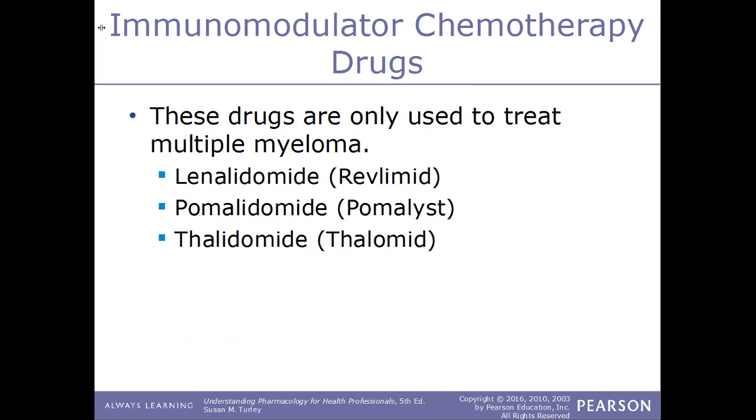Now, some immunomodulators are only used to treat multiple myeloma. Examples of this would include lenalidomide, known by its trade name Revlimid, pomalidomide, known by its trade name Pomalyst, and thalidomide, known by its trade name Thalomid.